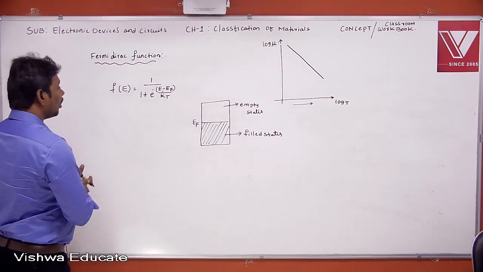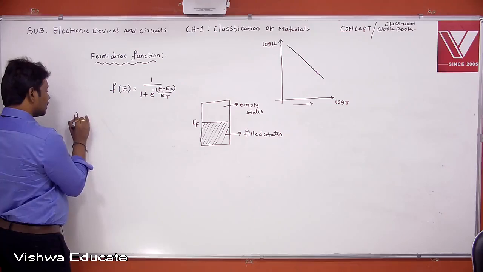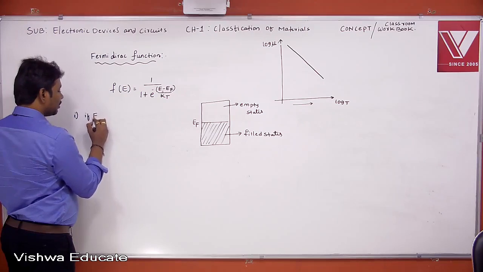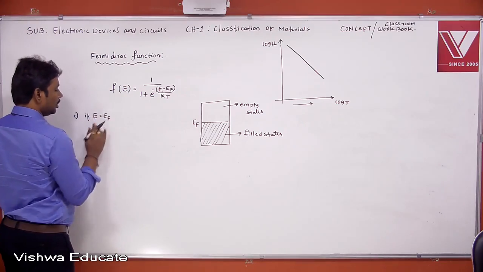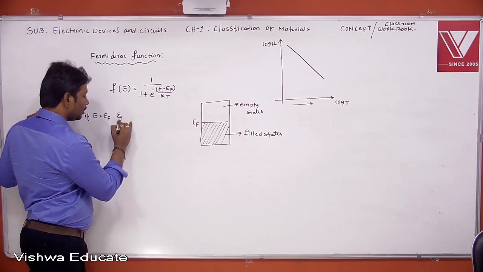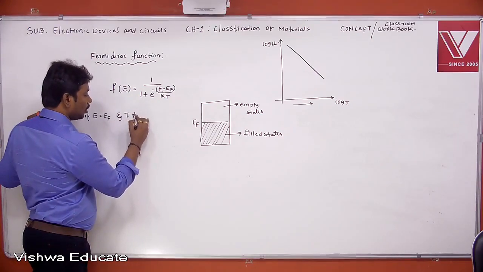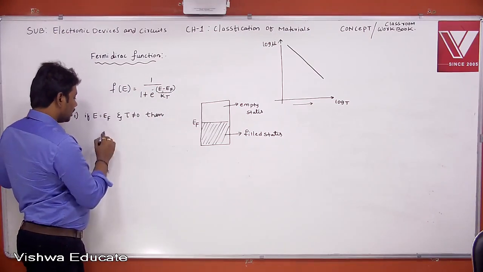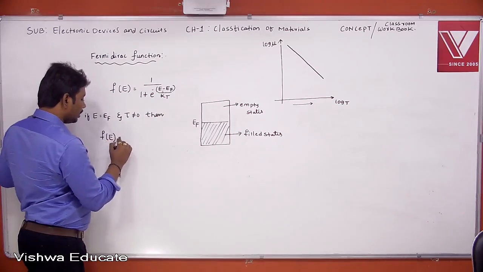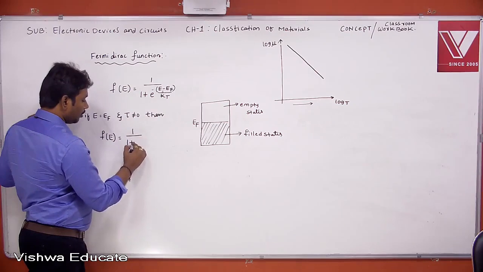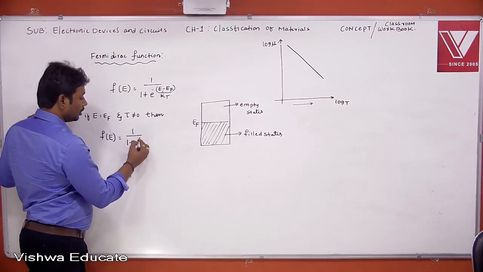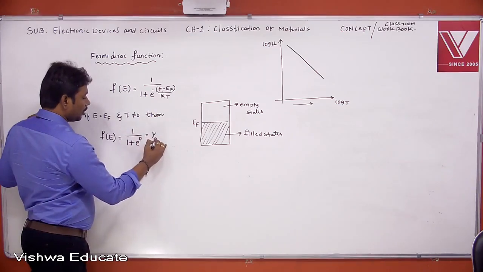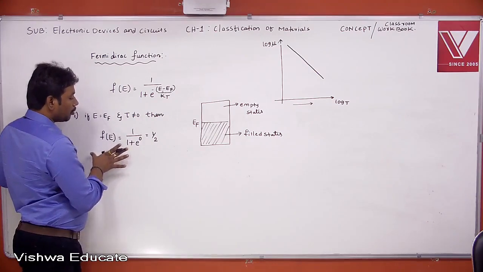Here, first consider case 1. The given energy level is equal to the Fermi energy level and temperature is not equal to 0. Then what is the probability value here? f of E equal to 1 by 1 plus e power 0. So 1 by 1 plus e power 0 is equal to half. So the probability equals half.